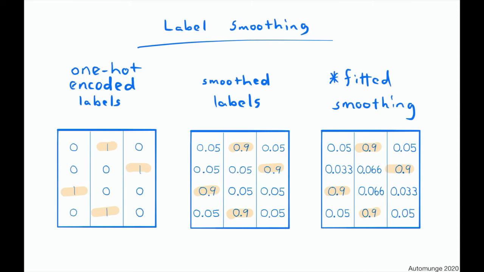Automunge actually has extended the traditional label smoothing operation to add a little more intelligence to the null activation values, a method we refer to as fitted label smoothing. Here we see that the null activations in a fitted smoothing preparation are tailored to the number of activations associated with each column. Although not an extensively tested hypothesis, the expectation is this method may offer some further improvement to probabilistic calibrations.